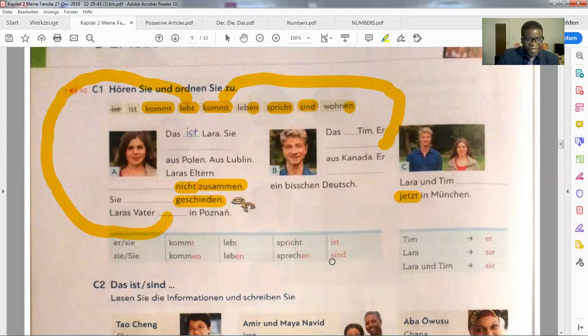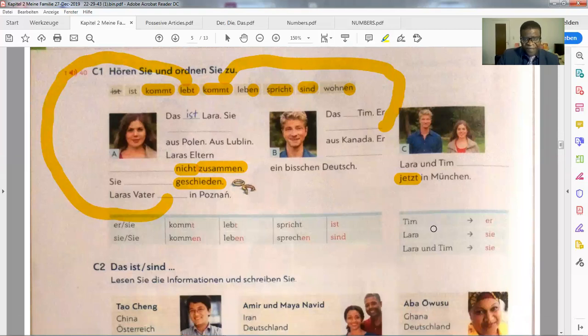Great. Now let's check here. Grammatik. Er, sie, es. Oh, we've done this several times. Er, es, sie doesn't change. Kommt, lebt, spricht. Oh, sorry, ist, and so on. Sie, okay. Plural: kommen, leben, sprechen, sind. Tim, as a single person, er. Lara, sie. Lara und Tim, sie. So you can say sie can mean she, and the same sie can mean they, because of plural.